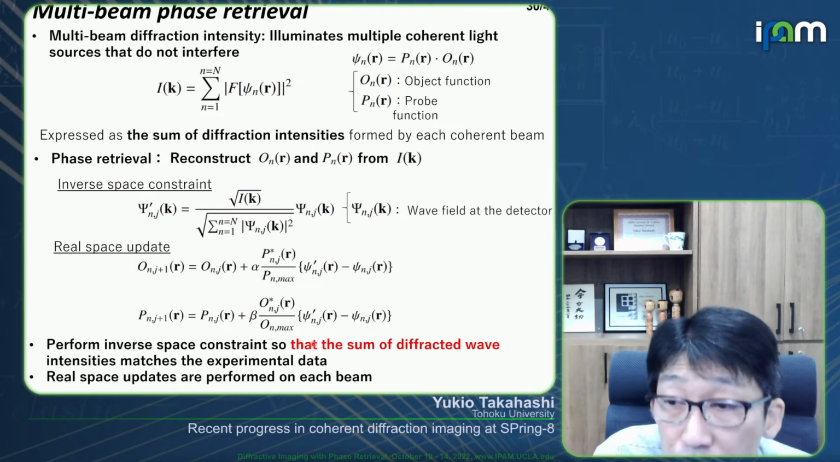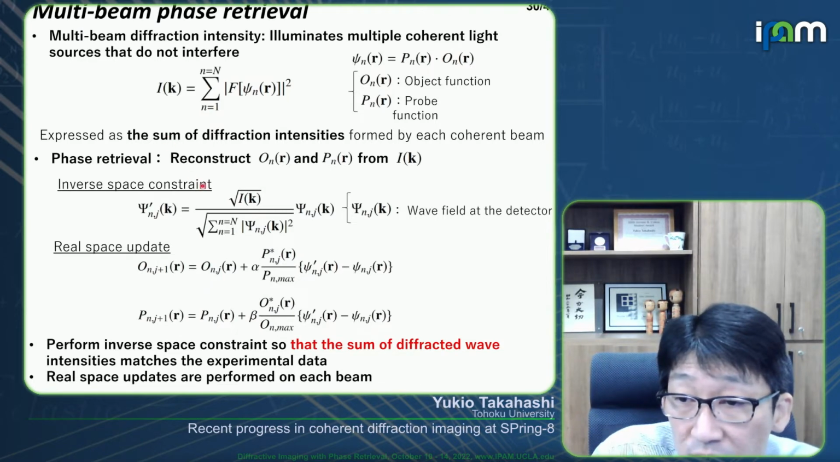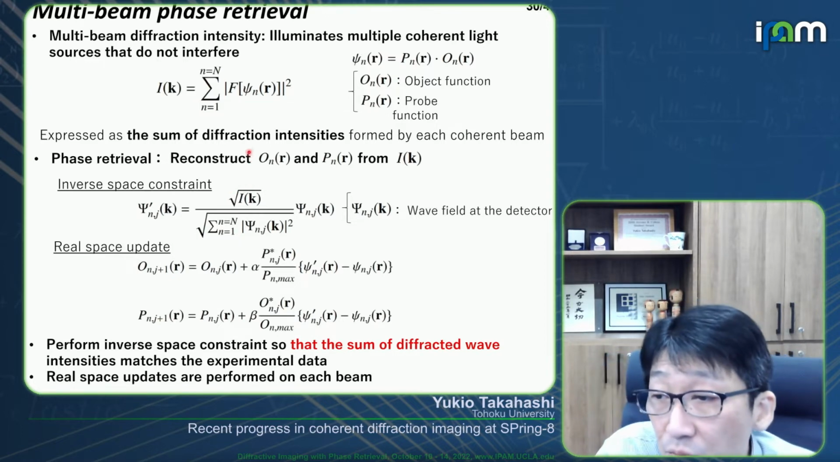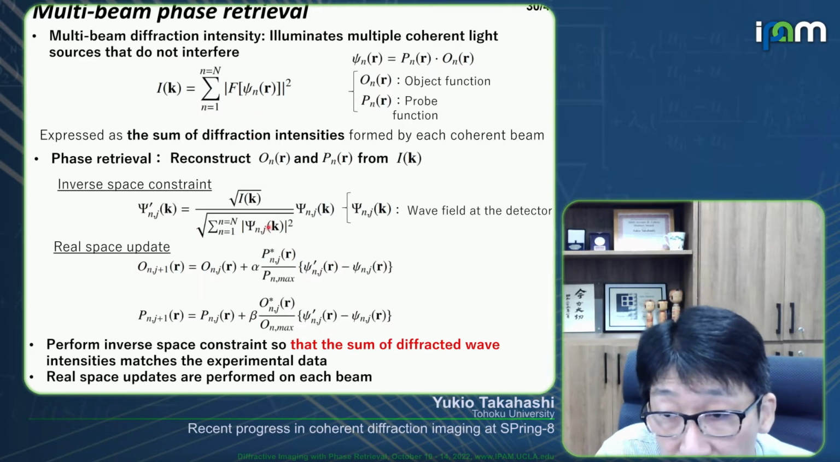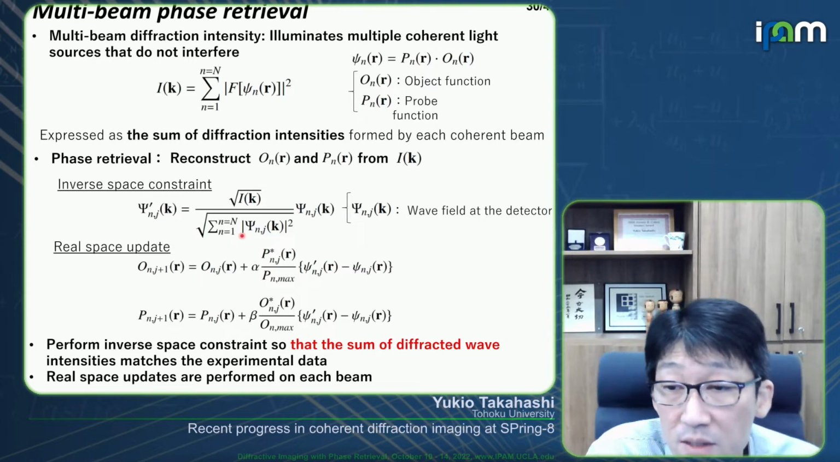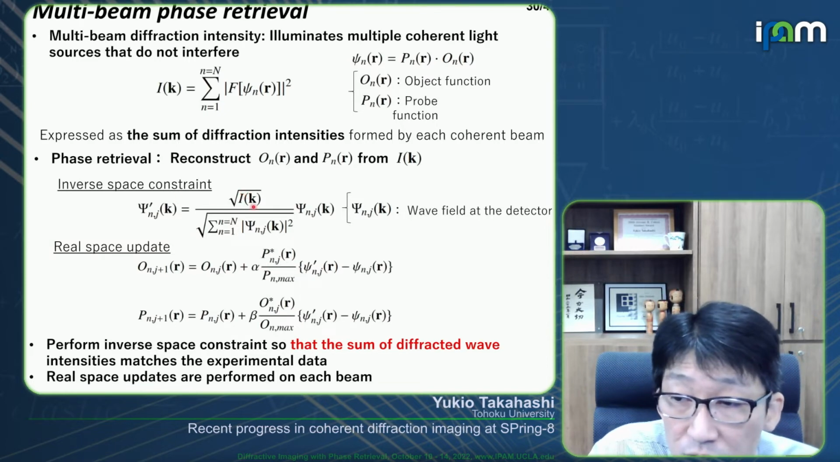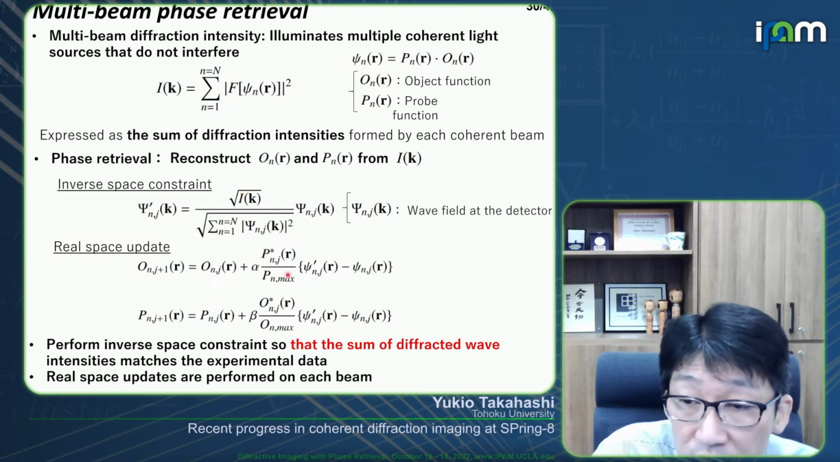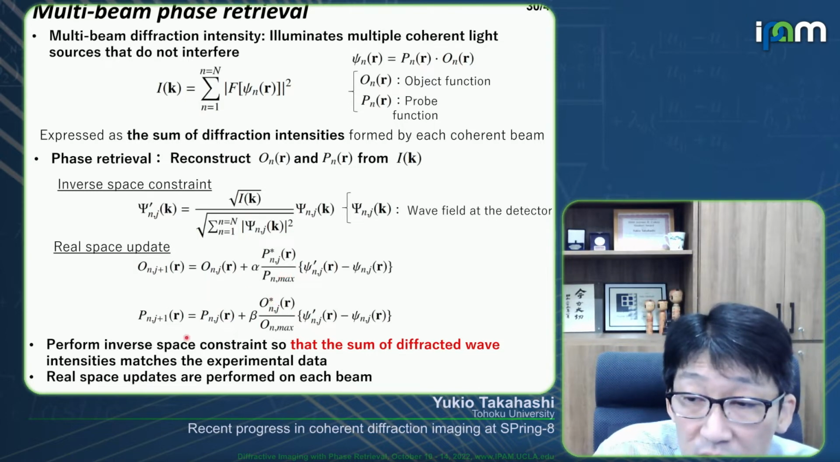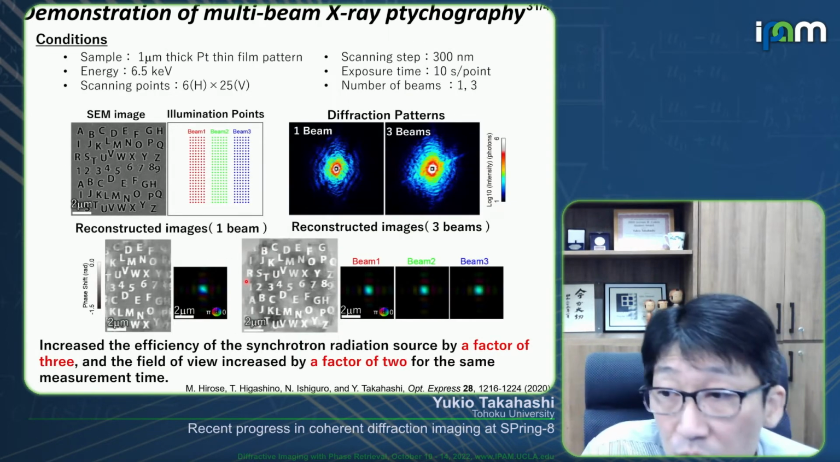The next step is how to reconstruct the sample image from the multiple diffraction intensity pattern. The diffraction intensity pattern is expressed as the sum of the diffraction intensities formed by each coherent beam. In the phase retrieval, both the object and the probes are reconstructed from the diffraction intensities. In reciprocal space, the diffraction intensity is constrained by the magnitude of diffraction intensity as shown in this equation. In real space, the object and probe updating is performed for each probe as shown in this equation. Next I show you the result of the demonstration experiment.